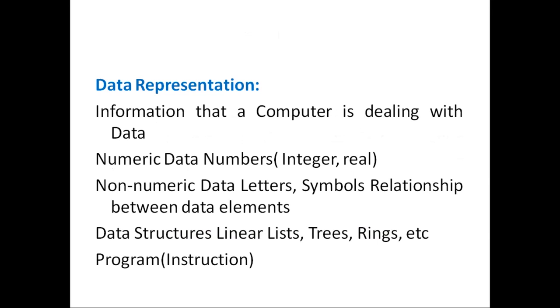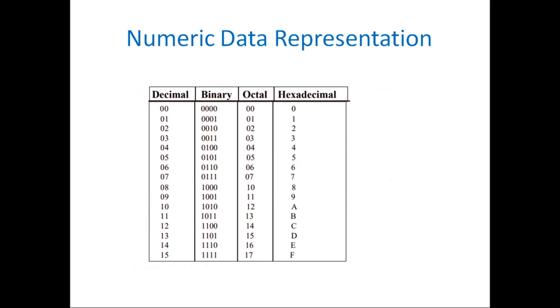Then the data representation: information that a computer deals with as data, like numerical data, numbers, integers and real numbers, and non-numerical data like letters, symbols, and relationships between data such as greater than and less than. Then data structures like the linear list, trees, rings, etc., and programs like the instructions. Okay, these are the data representation.